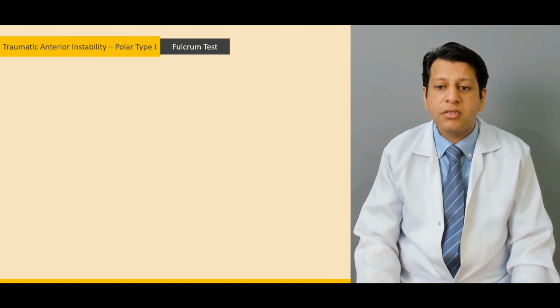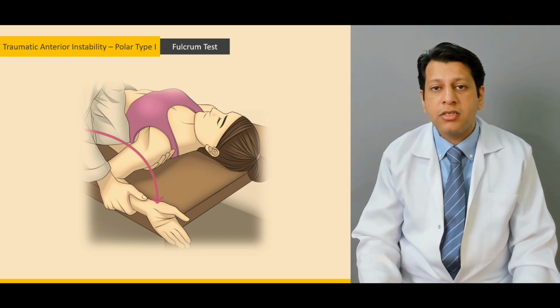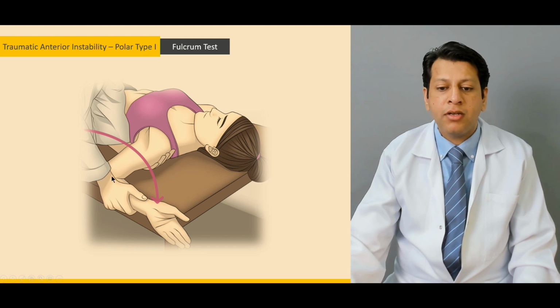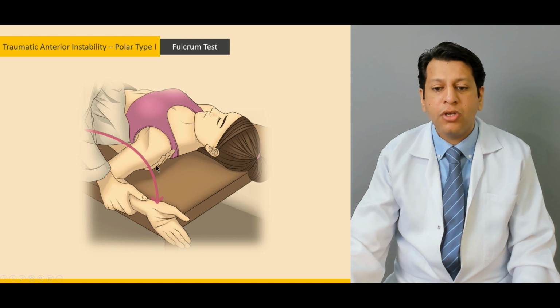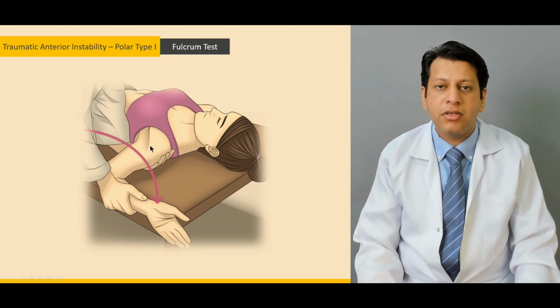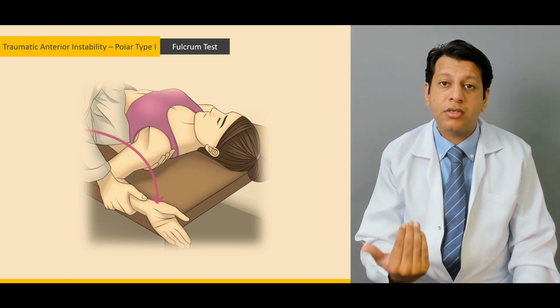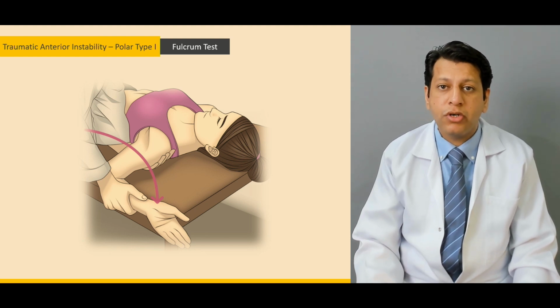Another way of doing it is the fulcrum test. The difference is that in this test the patient is lying down with the arm in 90 degrees of abduction and maximum external rotation. You are again pushing anteriorly, but from behind, and as you push the head upwards and it dislocates or subluxates anteriorly, the patient feels as if the shoulder is giving way.